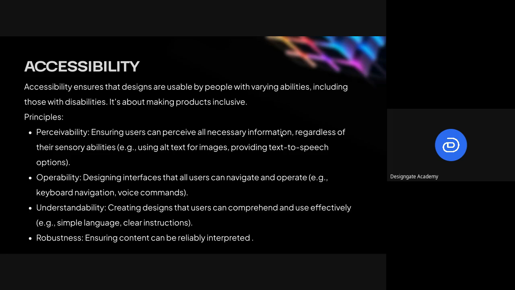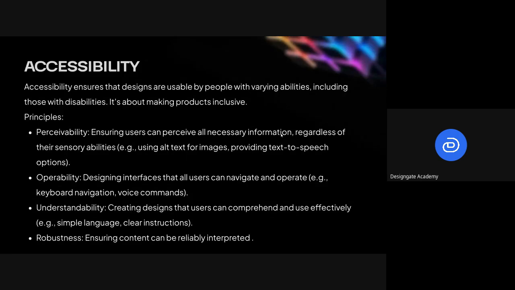One, perceivability. Ensure that users can perceive all necessary information, regardless of their sensory ability. Understand that there might be people who will use the product you are designing who are color blind, or who probably don't see, they're visually impaired. For instance, instead of just providing an icon, you can add a label to the icon so that those who don't know what the icon does can read the label and understand what it does.